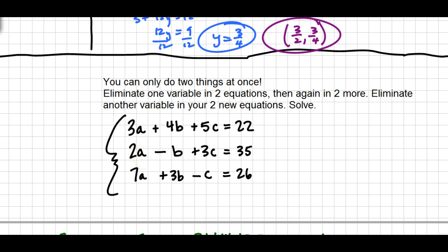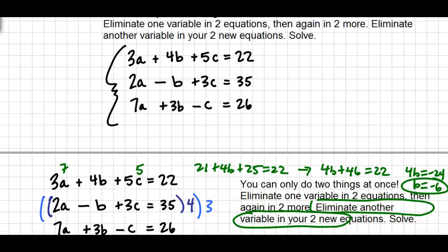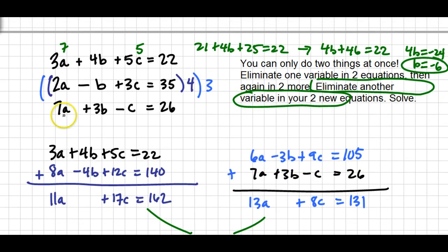So what I do on this next part is just explain and walk you through how I solved this system by eliminating 2 things at a time. So here's my original system without the bracket. I decided since this b has a negative in front of it that I would use that as the first thing that I would eliminate.